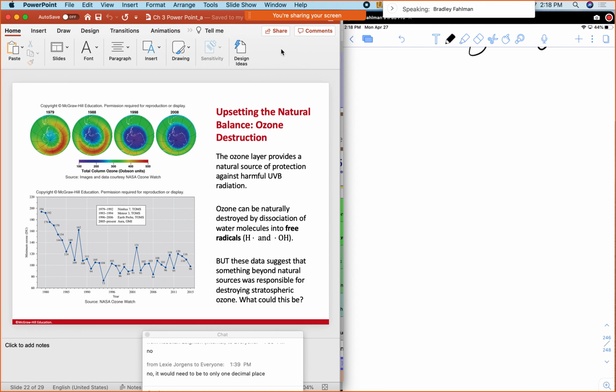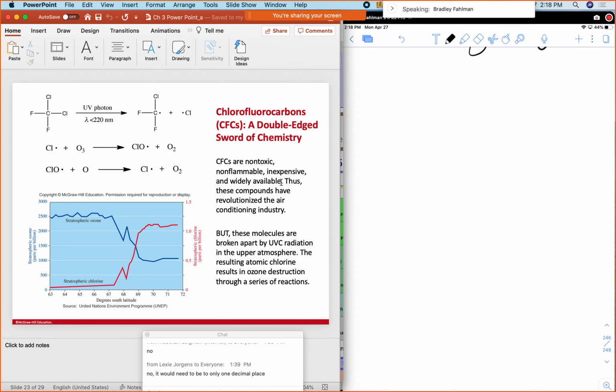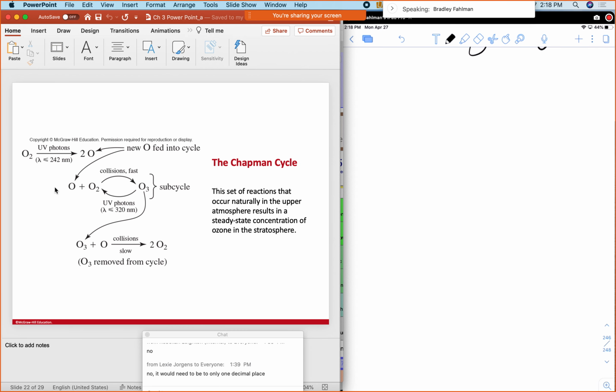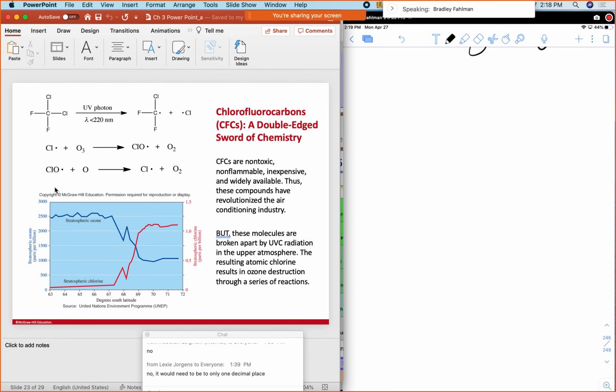And then this is describing what radicals are. Just be familiar with the term in case there's a definition. Okay, and then what happens when, again, this is a natural cycle. So the Chapman cycle is natural. This is what happens when we put in CFCs. So what are CFCs? You should know. And then what happens when UV light hits them?